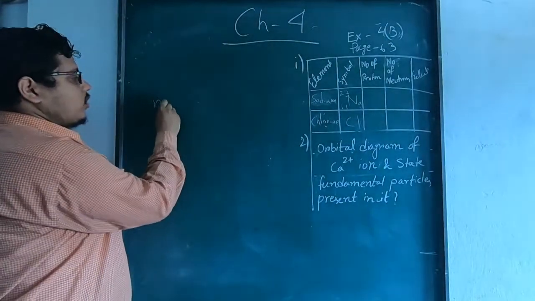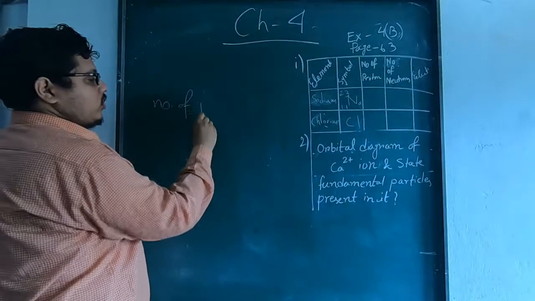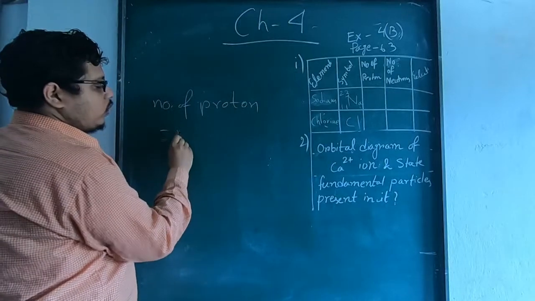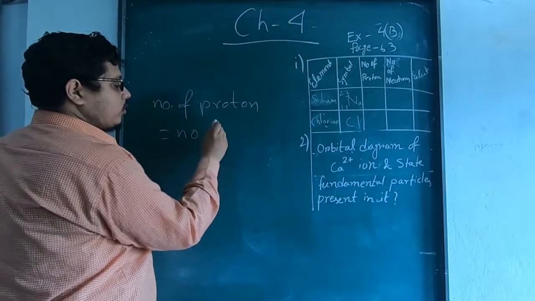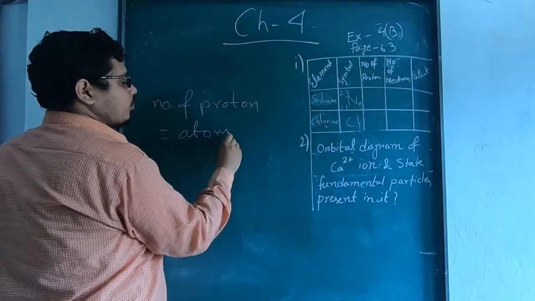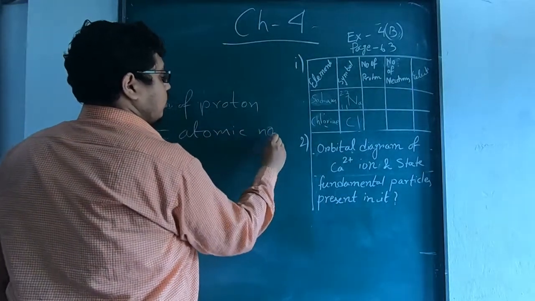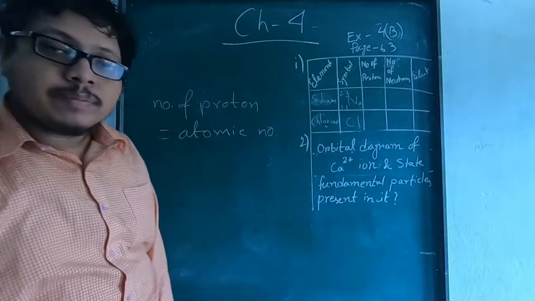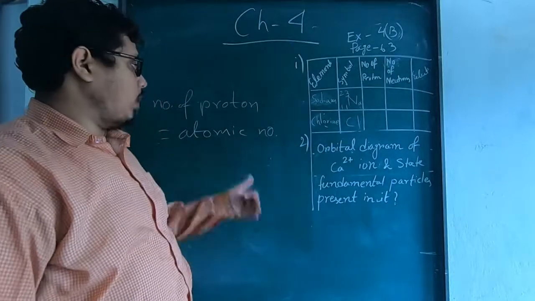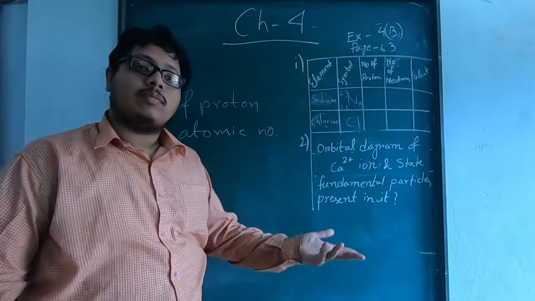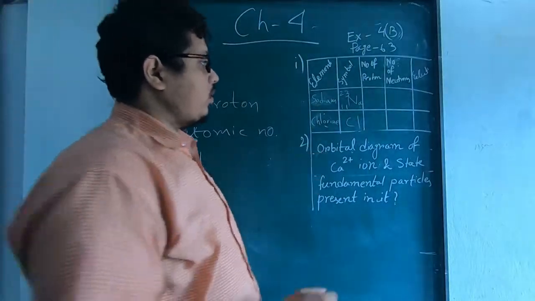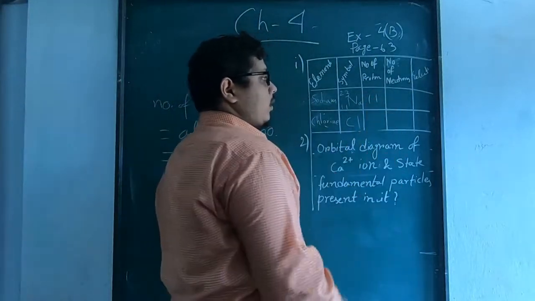Now, number of protons. Number of protons is always equal to the atomic number, right? The other way around is also true: atomic number is always equal to number of protons. Do we know the atomic number of sodium? Yes, we do. It is 11. So number of protons will also be 11, right? So we'll fill up this one with 11.